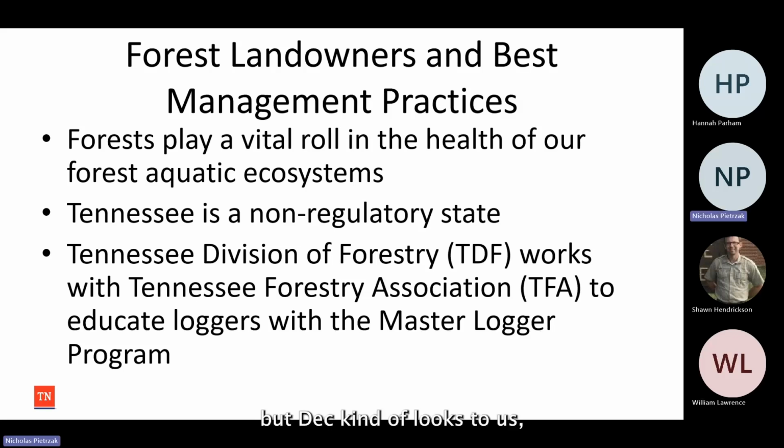TDEC looks to us, TDF, as interpreters to explain what's going on at these sites. And TDF also works with the Tennessee Forestry Association to help educate industry and especially loggers, with the Master Logger program to keep industry up to date on the most environmentally friendly practices. And this is part of the Tennessee Clean Water Act.